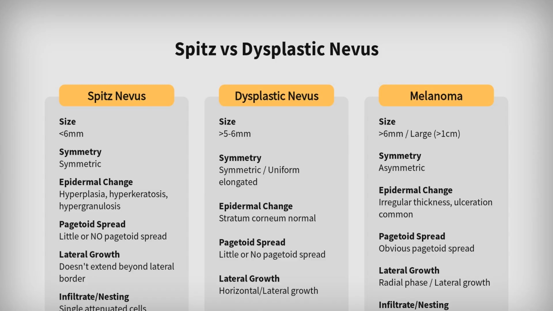Infiltrate and nesting patterns vary. Spitz nevus has single attenuated cells at the base, Dysplastic nevus shows patchy lymphoid infiltrate, and melanoma has band-like infiltrate, nests, and paucity in the reticular dermis. Pigmentation is little or absent in Spitz nevus, variable or patchy in Dysplastic nevus, and heavily pigmented in melanoma.